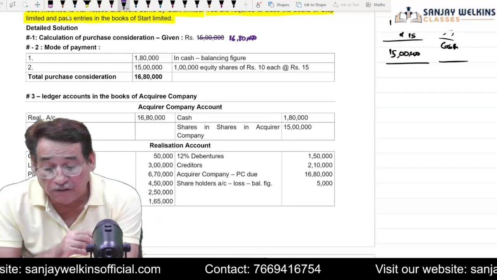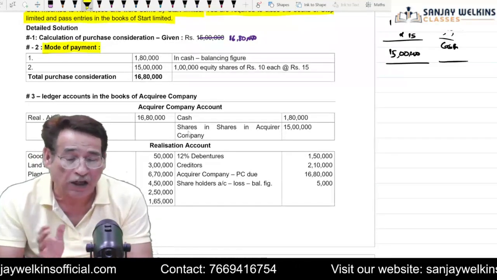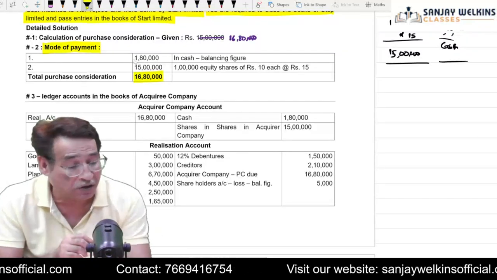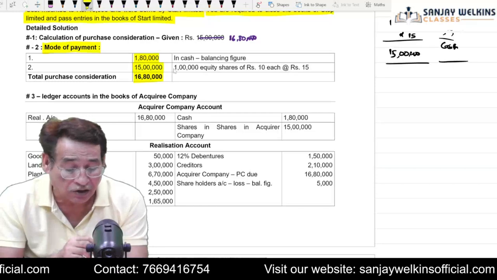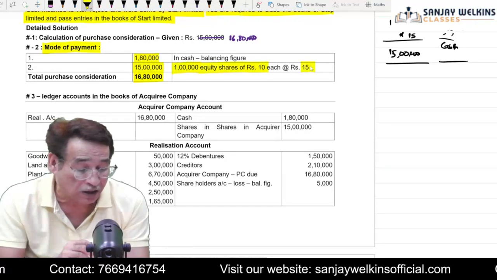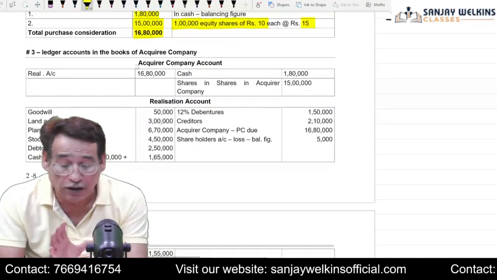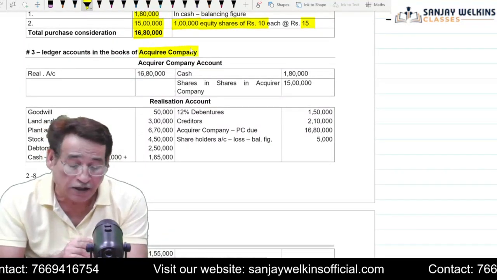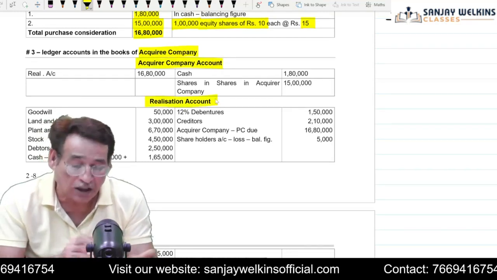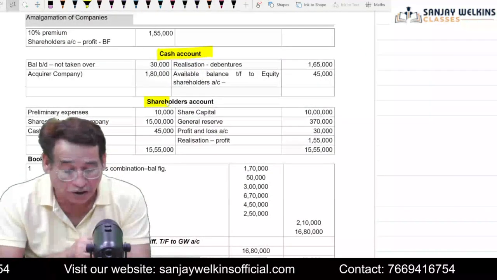16,80,000. Then I will take into account the mode of payment. Mode of payment means in what form that payment will be delivered by the purchasing company. So 16,80,000 is the total consideration. I have already told you 1,80,000 in cash, and for 15 lakh purchasing company will issue 1 lakh equity shares of 10 each at the rate of 15. Now, how we are going to prepare the ledger accounts? I have already told you in the books of vendor company or acquiree company, we are going to prepare purchasing company account, also known as acquirer company account, then realization account, then cash account. And finally, shareholders account.